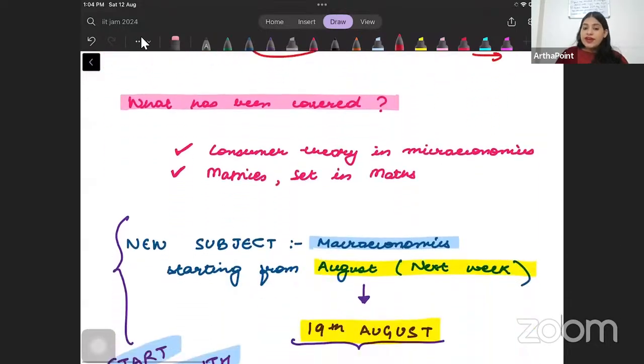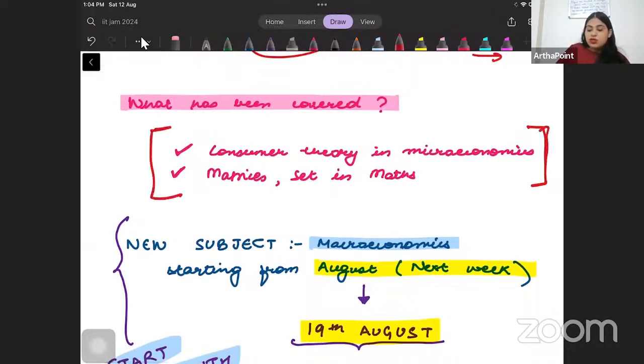Now, how do we do this? What has been covered is this much. Consumer theory itself is a huge and vast topic, asked a lot in exams. So we had to give it a lot of time. We had to dedicate too many hours to consumer theory. But the question is, how do we move forward? And this is what I start doing with my students from August onwards.